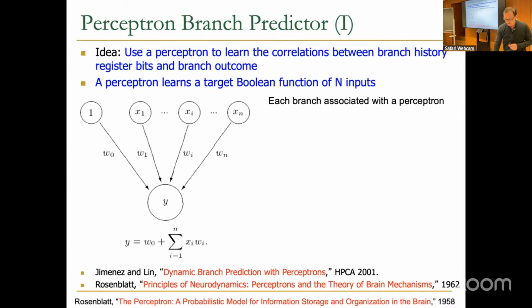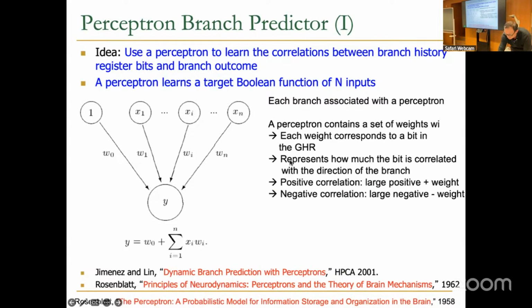Makes sense? This is the paper that proposed this in HPCA 2001. It also won the Test of Time Award in HPCA. It's used in many processors today, maybe not all, but many. Essentially, the idea is to use a perceptron to learn the correlations between branch history register bits and the branch outcome. A perceptron learns a target Boolean function of n inputs. So let's take a look at this.